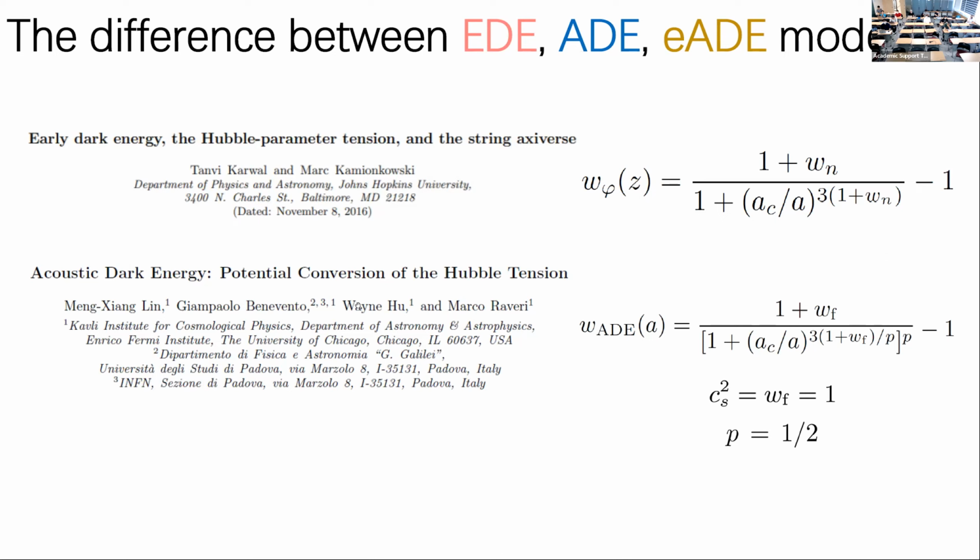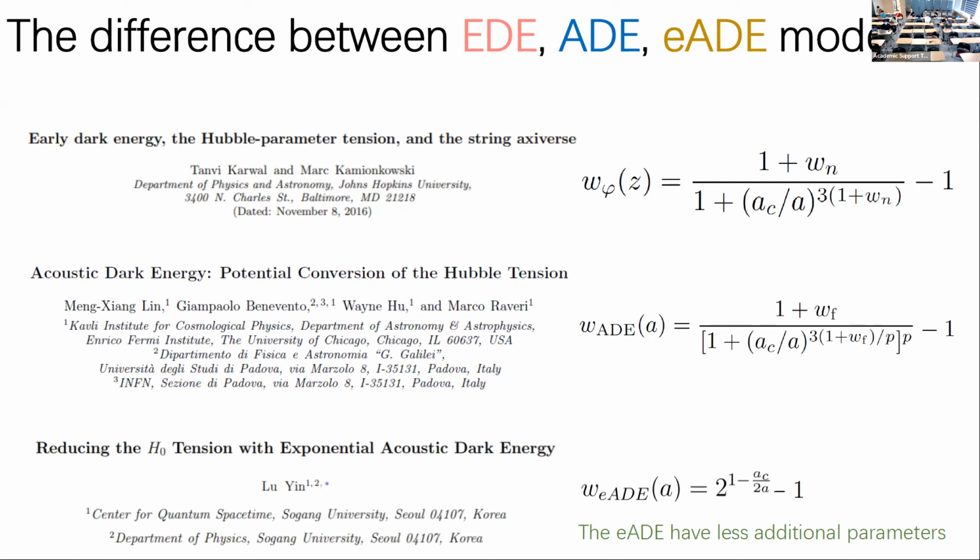So the second one is a paper from Wayne Hu. They introduce another new model, the acoustic dark energy. It can release the H0 tension very well and has another equation of state. In this part, they have 2 additional free parameters. One is wf equal to 1, and the second is p. Both of the two parameters were put in by hand.